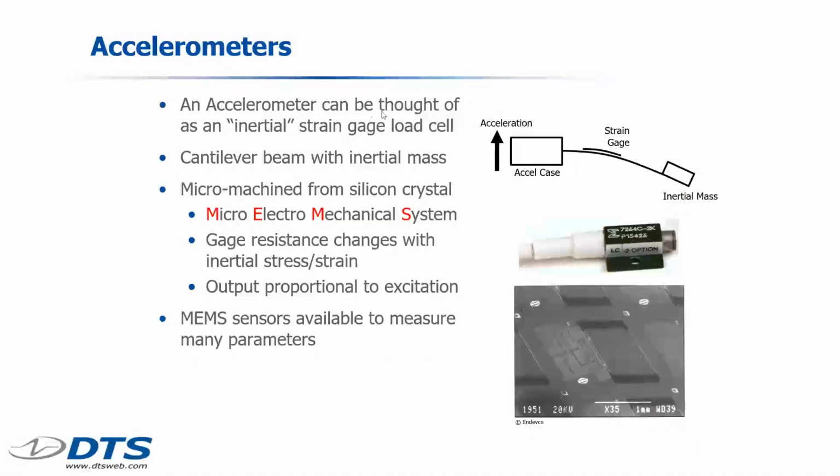An accelerometer can be thought of as an inertial strain gauge load cell, where we take a bending member with an inertial mass on the end of it, and we put a strain gauge on it. Now, most of the accelerometers that we use in the modern world don't use cantilever beams, but rather they're micro-machined from a silicon crystal, and we call those micro-electromechanical systems. MEMS sensors are available to measure many parameters like pressure, force, acceleration, and so on.